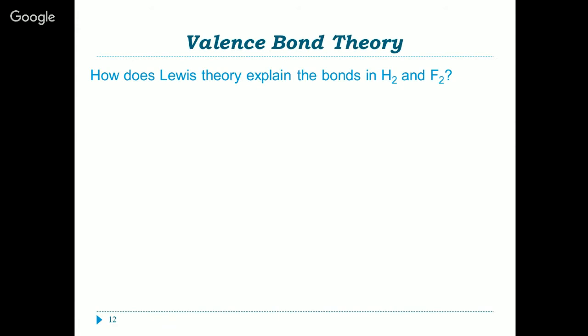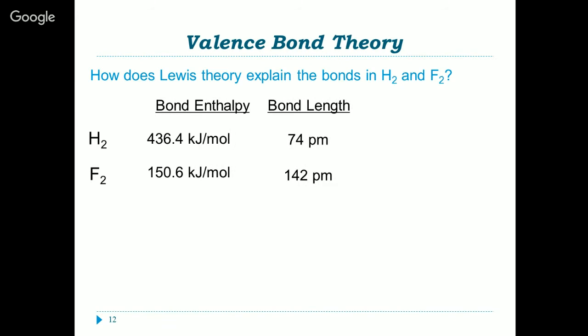So another theory that we have is called valence bond theory. We look at things as bonding because their valence electrons are participating. Here, this term bond enthalpy just means the energy that's held within the bond. So we notice there's a lot of energy between the hydrogen atoms, not as much energy between the fluorine atoms. We notice that more energy gives us a smaller distance between the 2 atoms. Smaller energy gives us a larger distance between the 2 atoms.